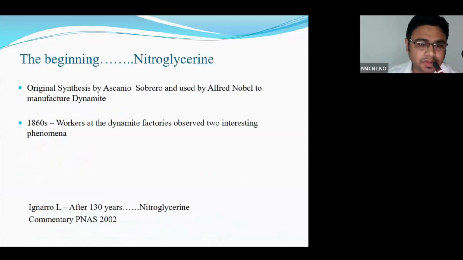So the beginning. It started from Alfred Nobel. This nitroglycerin molecule was originally synthesized by Sobrero, and then it was used by Alfred Nobel to manufacture dynamite. And from this came the discovery of nitric oxide, which is also called the endothelial derived relaxing factor.